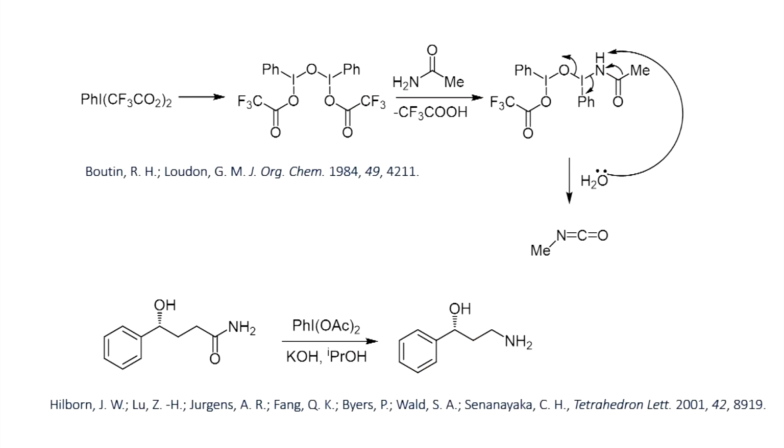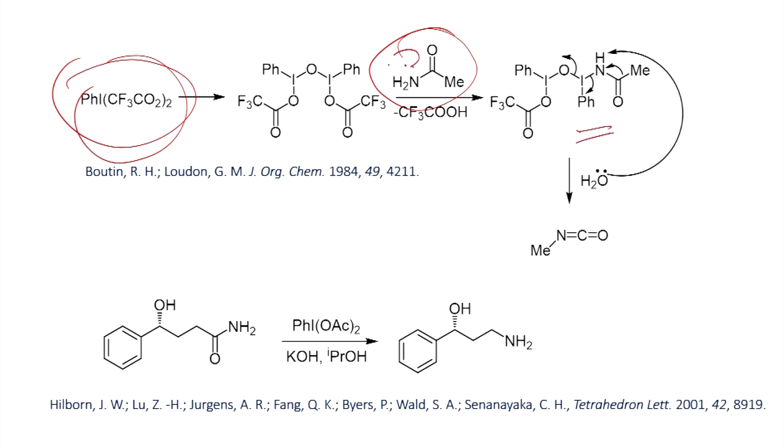Now let us look at some examples. In this case, if you look here, iodobenzene trifluoroacetate has been used. When you react this iodobenzene trifluoroacetate with this amide, acetamide, you will be able to form this intermediate. As we have seen, it can undergo reaction. This can leave as trifluoroacetic acid. You will form this intermediate.